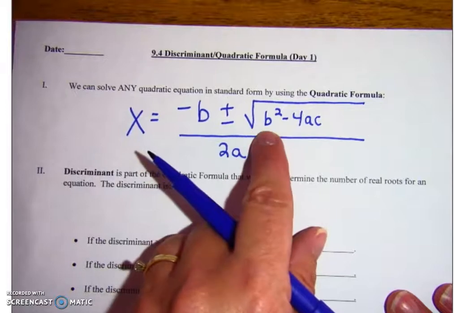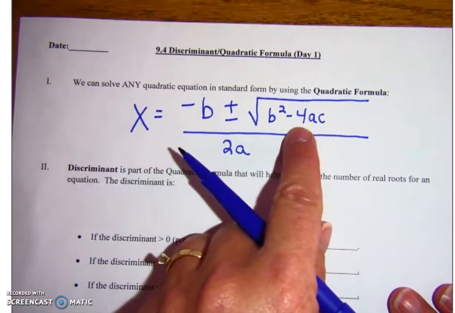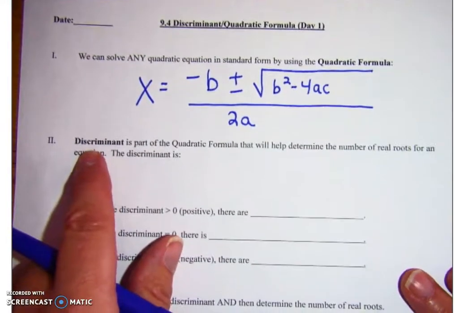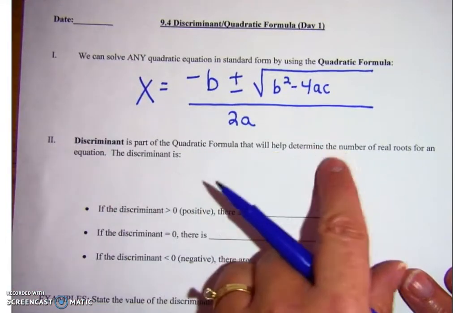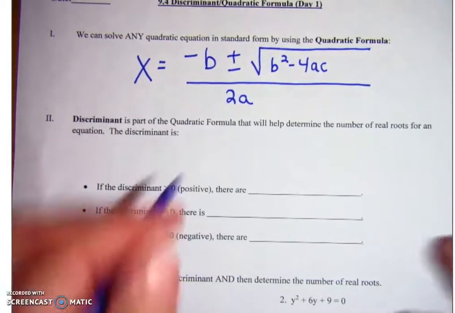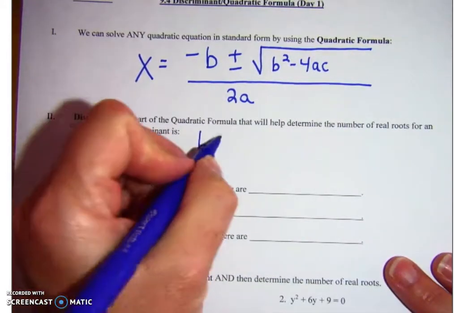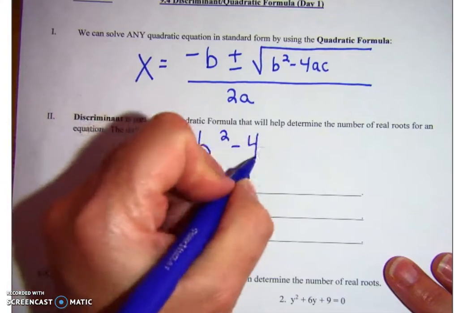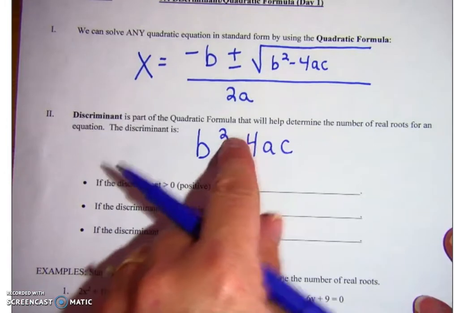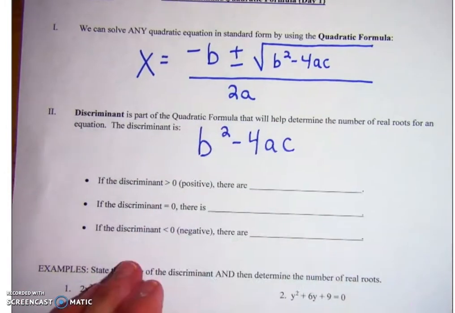So here we have the square root of b squared minus 4ac. Let's talk about that. That is the discriminant, and that will help us determine how many real roots we have, meaning how many x-intercepts. So the discriminant is just b squared minus 4ac. Not the square root. It's just this expression underneath the radical sign.